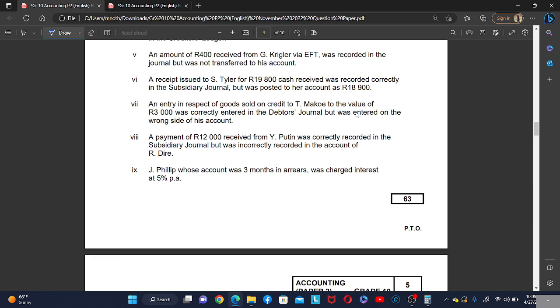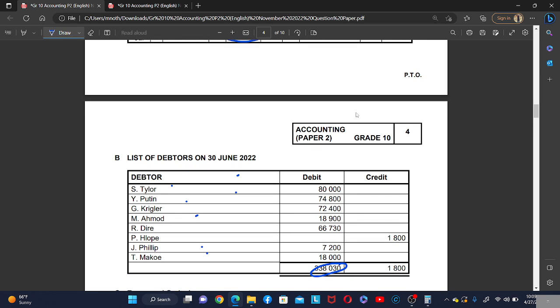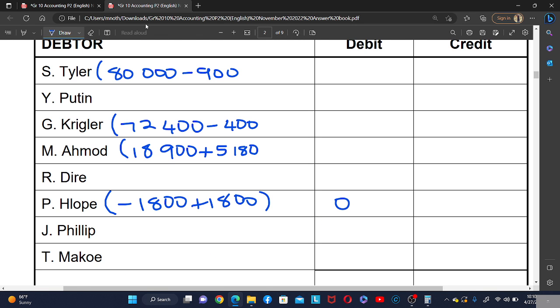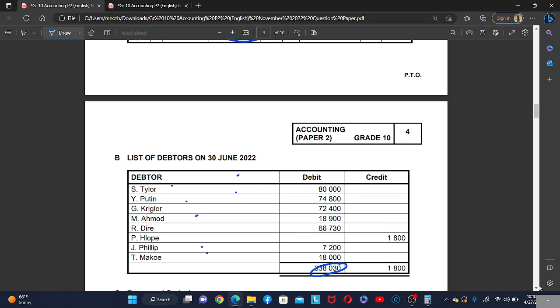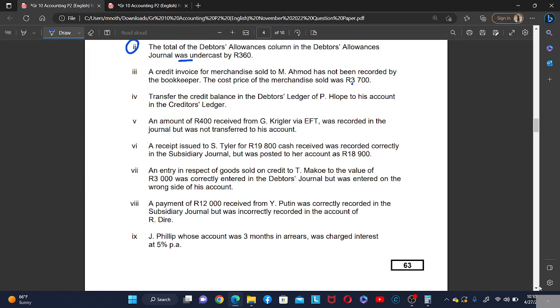Let's continue. An entry in respect of goods sold on account to T. Makowe to the value of 3,000. Let's go and see how much he is owing us. T. Makowe is owing us 18,000. So they said an entry in respect of goods sold on credit to T. Makowe to the value of 3,000 was correctly entered in a debtors journal, but was entered on the wrong side of his account.